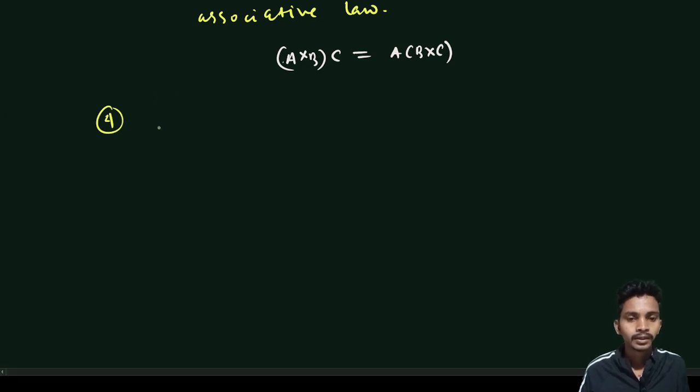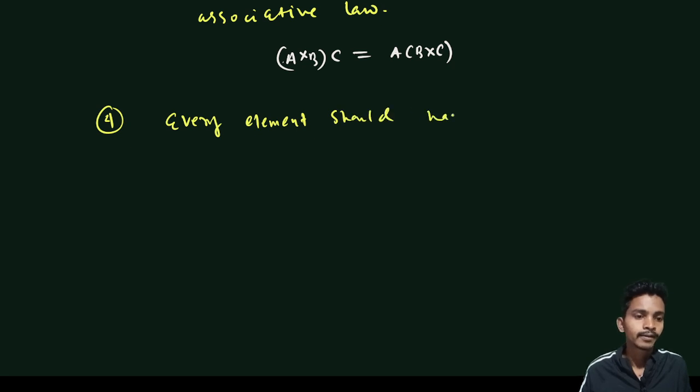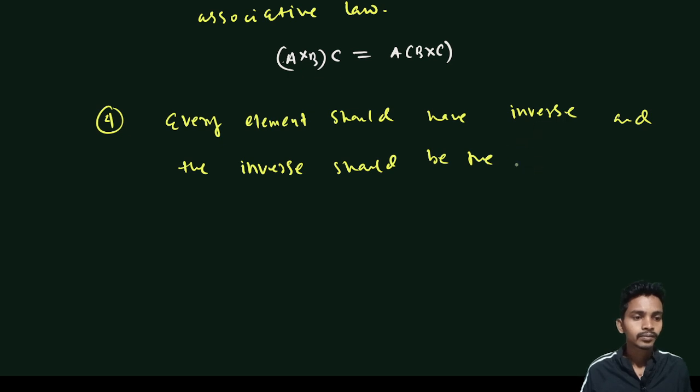And the fourth rule is that every element should have an inverse, and the inverse should be an element in the group.